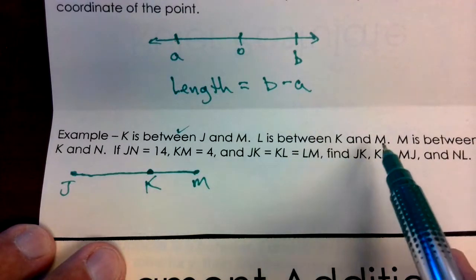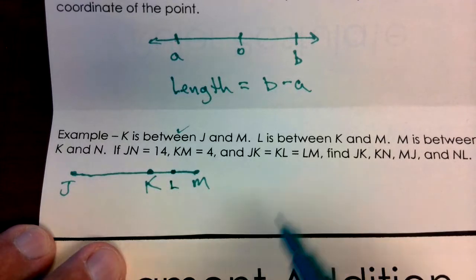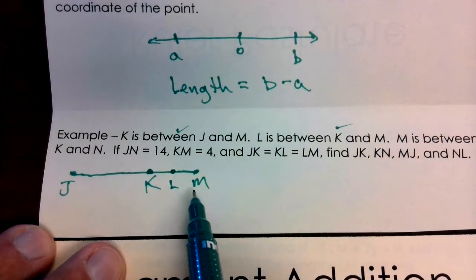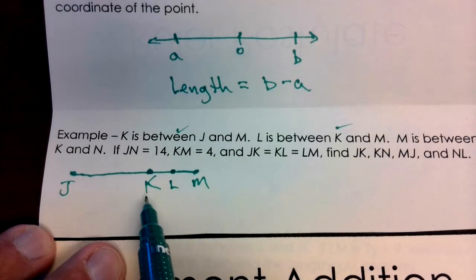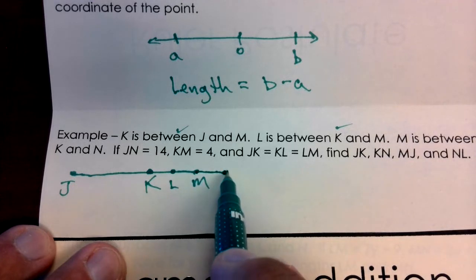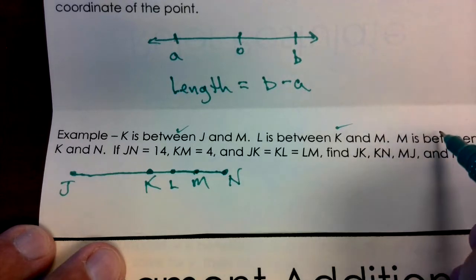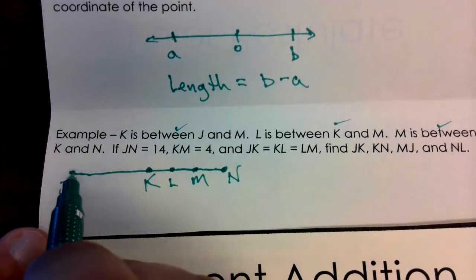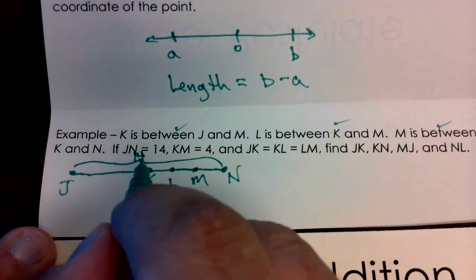Then it says L is between K and M. Well, here's K and M. L is somewhere in the middle, L. That takes care of this one. Then M is between K and N. Well, here's M. Here's K. M has to be between K and N. That means N has to be over here somewhere. So I'm just going to make that a little bit longer and make that point N to take care of this one. Now, if I start labeling stuff, JN, the whole thing here is 14.